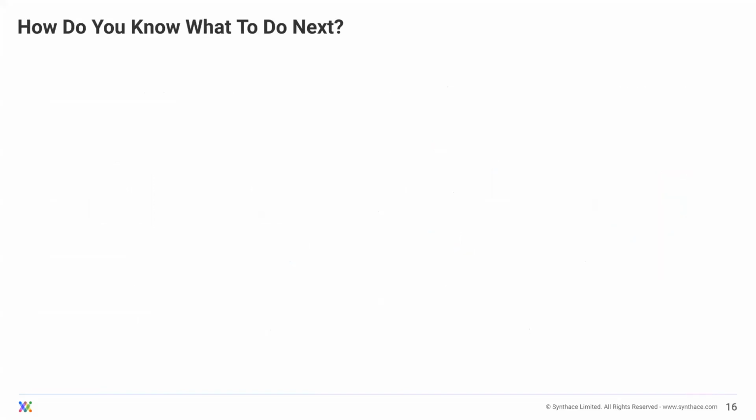So again, I want to introduce the idea of how you know what to do next when you're going from one iteration to the next. You've done one design in one iteration, so how do you actually derive inference from your data and decide, well, what should I do next? What's the next design? Where should I move my factor levels to?